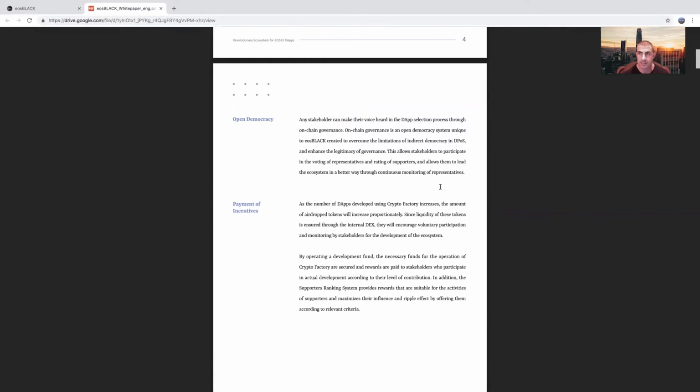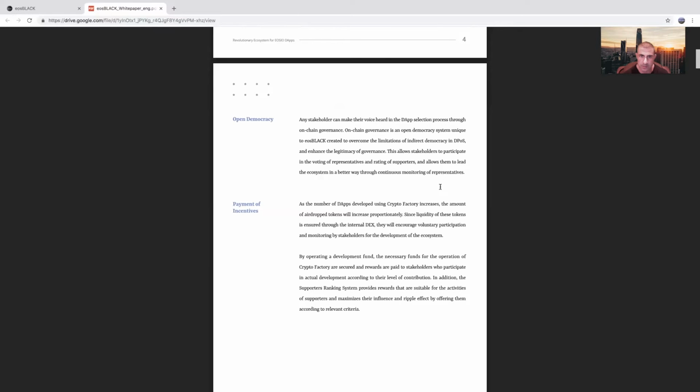Another interesting section here talks about open democracy. Any stakeholder can make their voice heard in the DApp selection process through on-chain governance. On-chain governance is an open democracy system unique to EOS Black, created to overcome the limitations of indirect democracy on DPoS, delegated proof of stake, and enhance the legitimacy of governance.